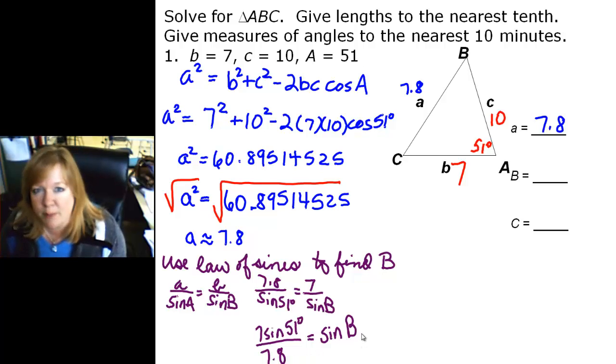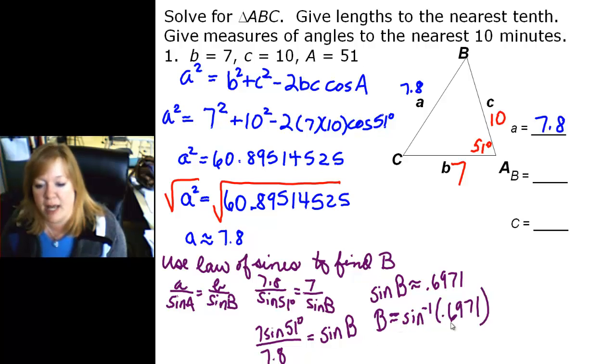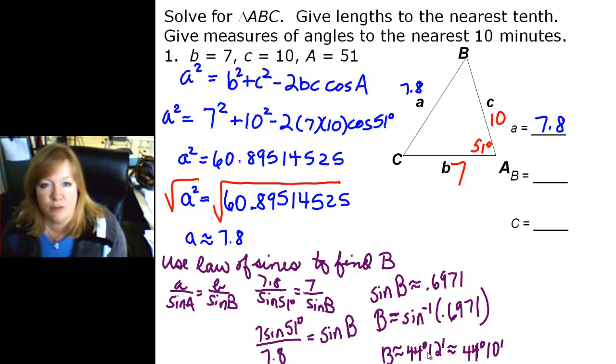Do you remember how to find the angle if you know what the sine is? Well, in case you don't, it's the inverse. So you do sine inverse of this decimal, and you will get B is approximately 44 degrees, 12 minutes. Since we're rounding to the nearest 10 minutes, that's going to be 44 degrees, 10 minutes.